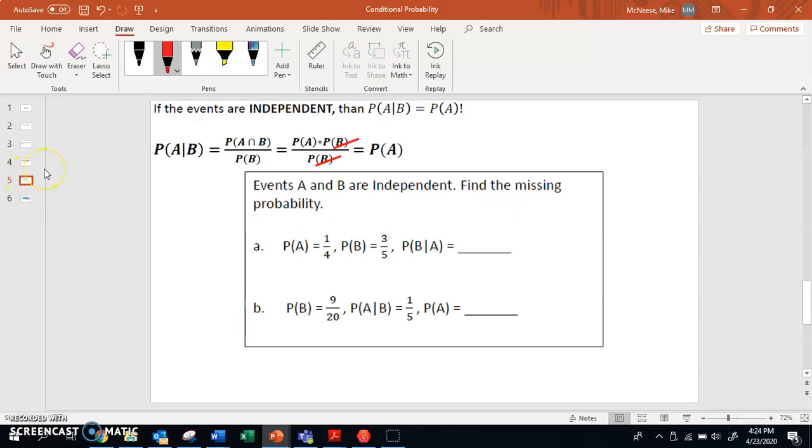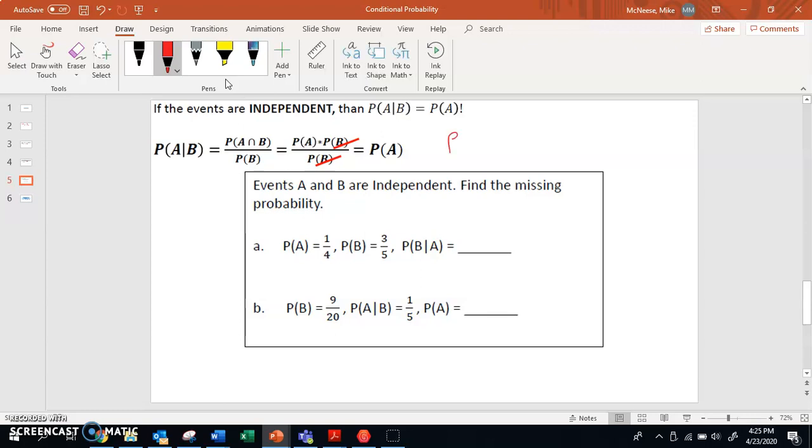Now, sometimes you might have two events that are independent of one another. If they are independent of one another, meaning they don't affect one another, say for example, flipping a coin. Flipping a coin the first time has no effect on flipping a coin the second time, right? Those are independent events. So if your events are independent, then the probability of A given B is just probability of A. So if we work out the formula here, probability of A intersect B, that is probability of A times probability of B if they're independent. And those just cancel out and we're left with probability of A.